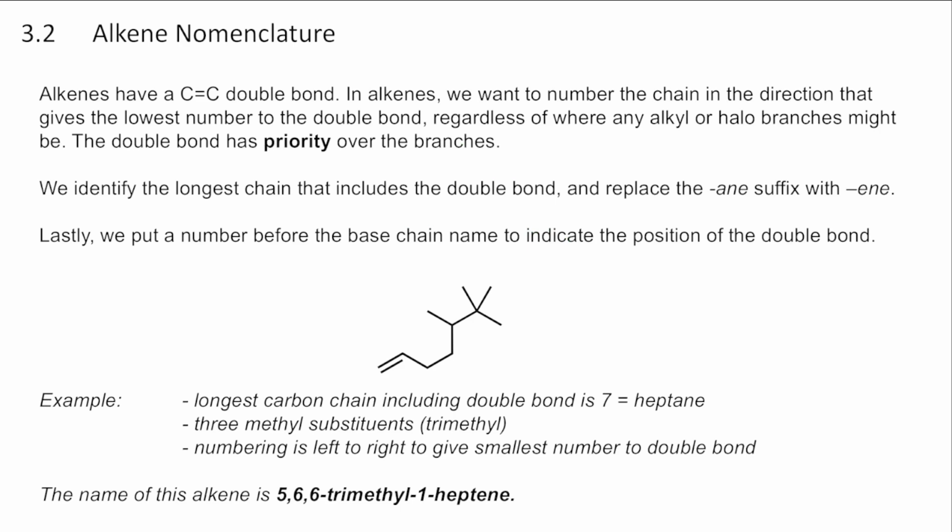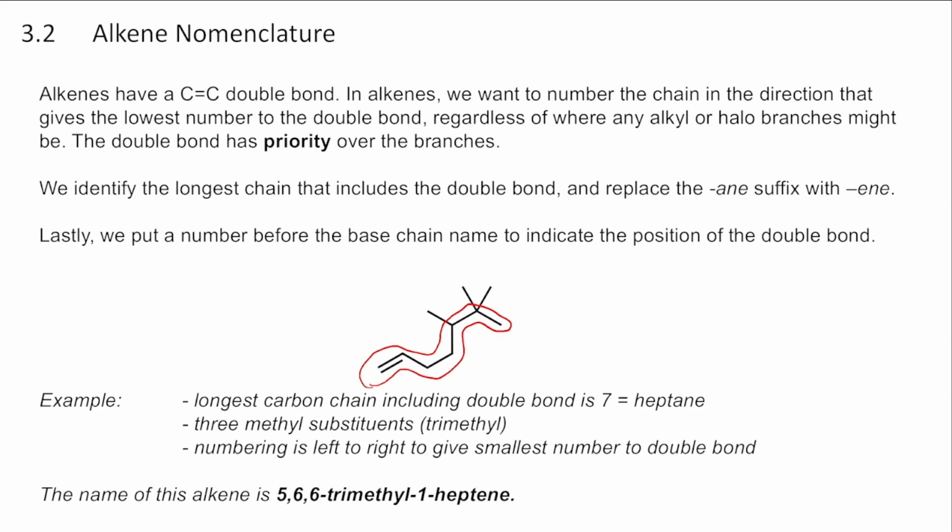So for alkene nomenclature, alkenes have carbon-carbon double bonds. First thing that we need to do is make sure that our base chain, which is what we're naming the whole compound based on, contains the carbon-carbon double bond. So we need to find the longest carbon chain that has that double bond, and we can find that pretty easily, I think, if we follow this route over here.